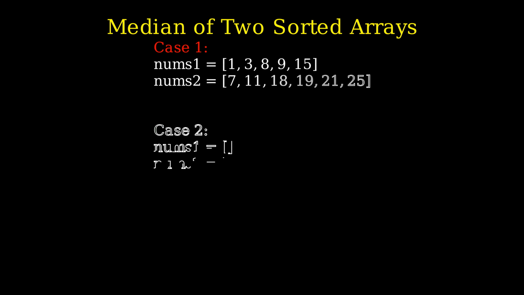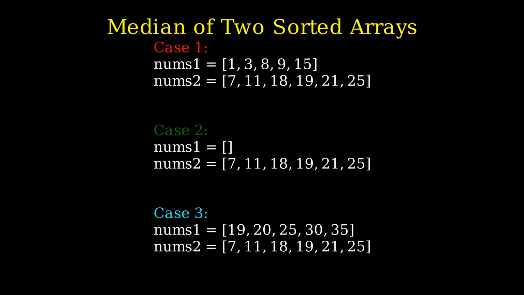This is LeetCode Problem 4, median of two sorted arrays. We're given two sorted arrays and need to find their median efficiently. I'll use C# for the explanation.